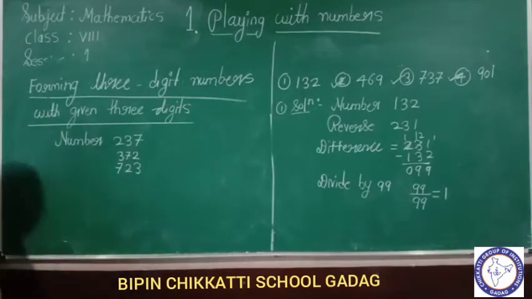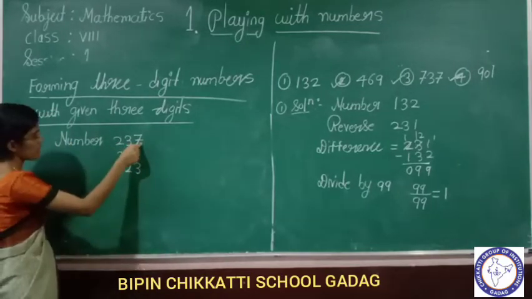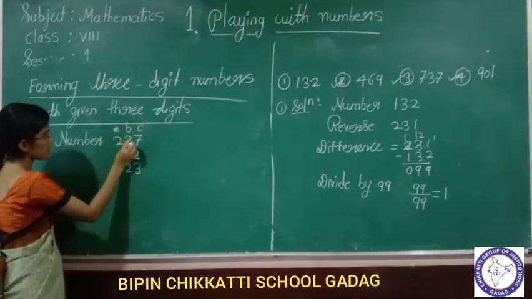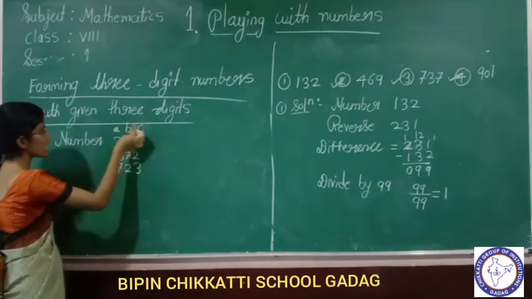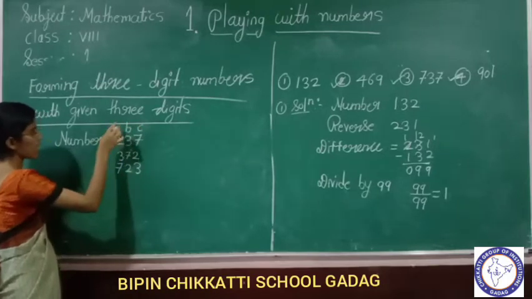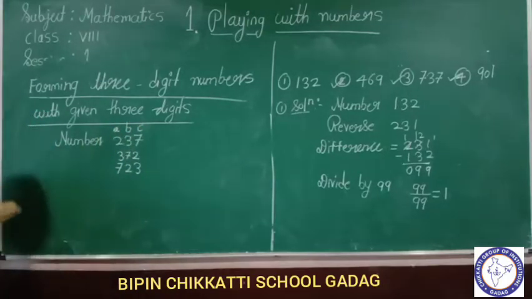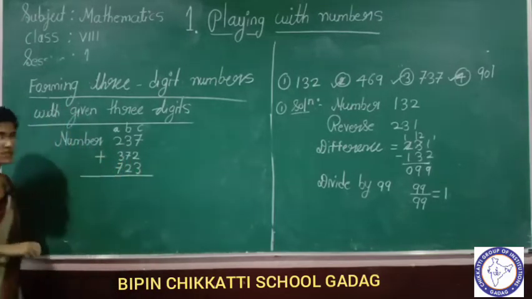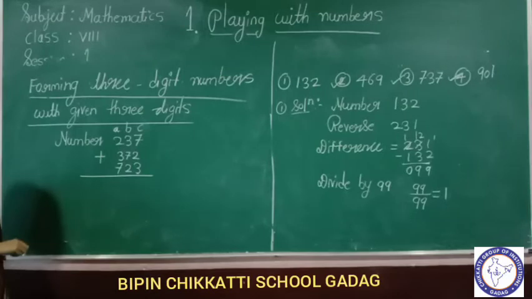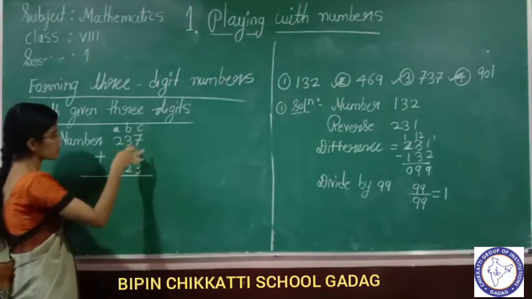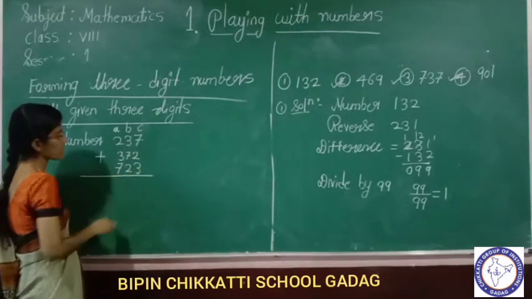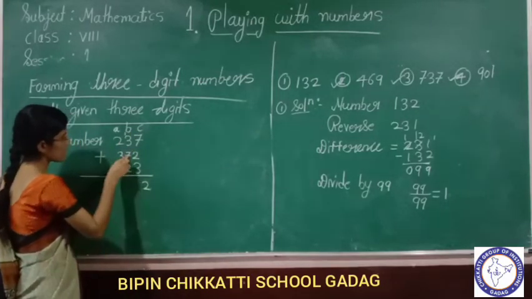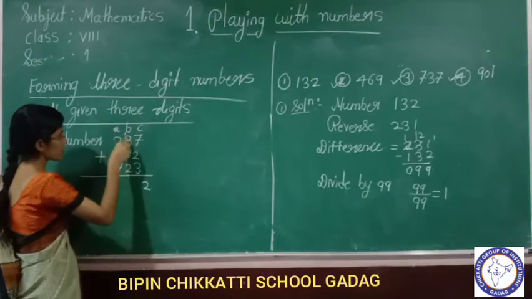Now listen here, 2, 3, 7. Afterwards, here it is A, B, C. Afterwards, B, C, A. Afterwards, C, A, B. Afterwards, what to do? Do the addition of these numbers. 7 plus 2 is 8, 9. 9 plus 3 is 10, 11, 12. Yes or no? 12. Here 7, 8, 9, 10. 10 plus 3 is 13.